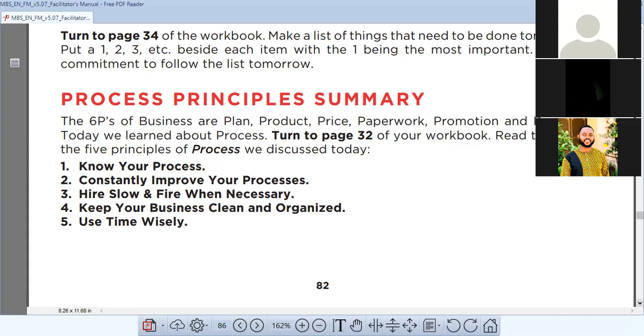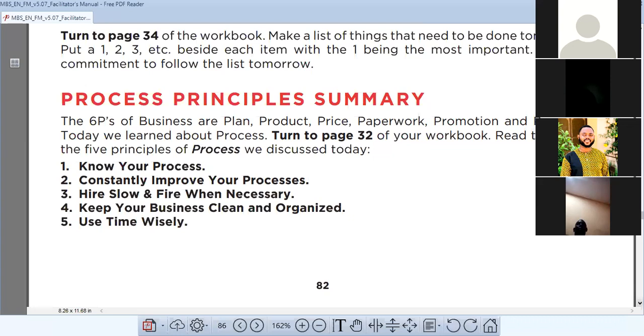The next thing, once you understand your process, you need to constantly improve your process. By improving our processes, we are saying that instead of buying something very far away from you, you can actually find where you can buy it closer to you, which makes it cheaper. So improving only means that you need to make sure that you reduce the cost of your process.